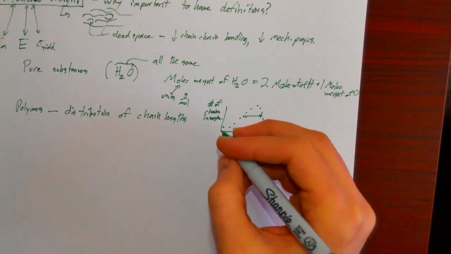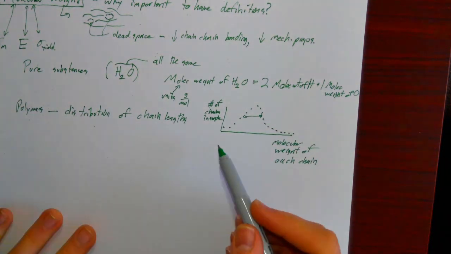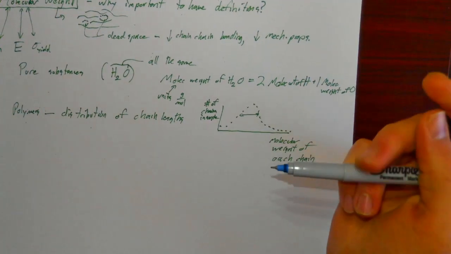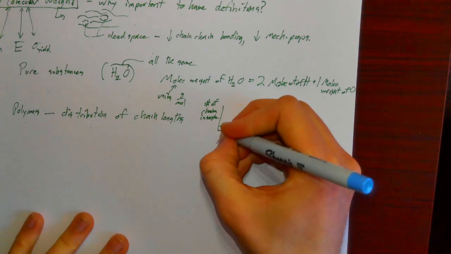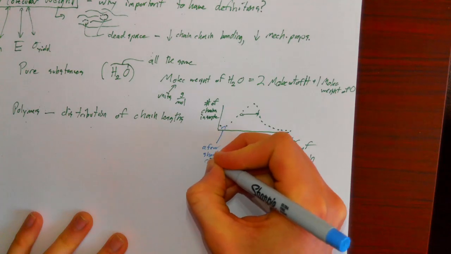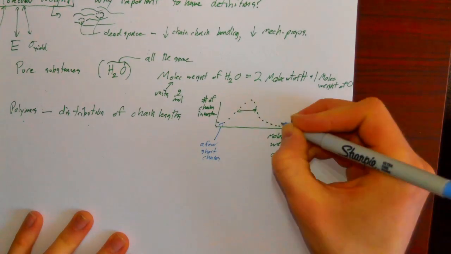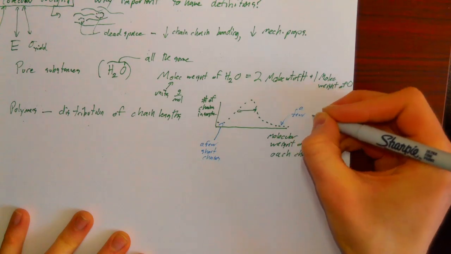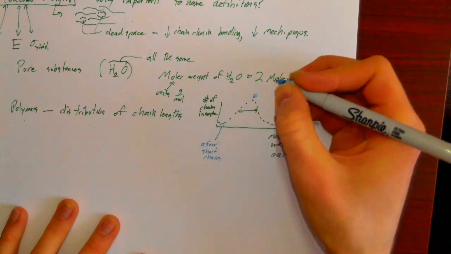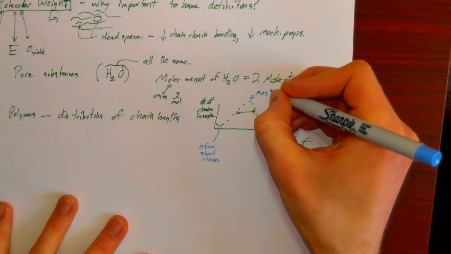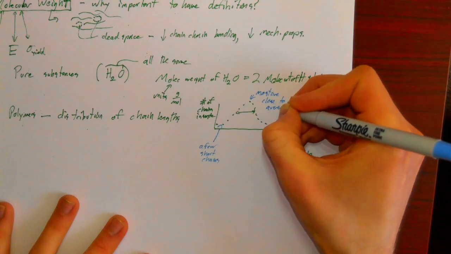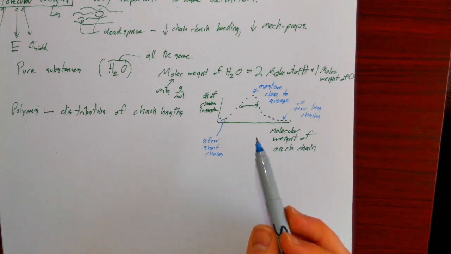We have a few short chains, a few long chains, and most of our chains are close to this average. But exactly how do we define that average? So we have a few short chains, we have a few long chains, and basically most are close to the average. But how do we even define an average anyway?